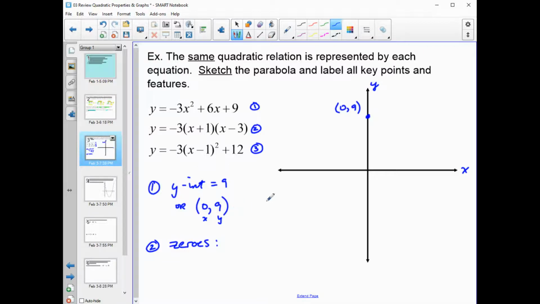But what does it mean to be a zero? A zero occurs when the y-coordinate is equal to 0. It means it's on the x-axis. So again, this is a review, and I don't want to leave out things that might have slipped out of your mind since you last looked at this. So if we look at this equation and we set y equal to 0, we end up with 0 equals -3 multiplied by (x + 1) multiplied by (x - 3).